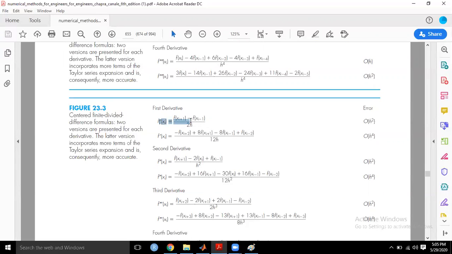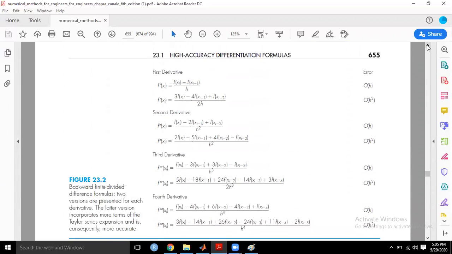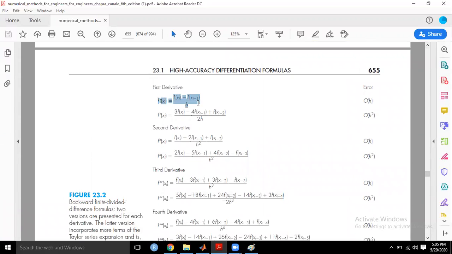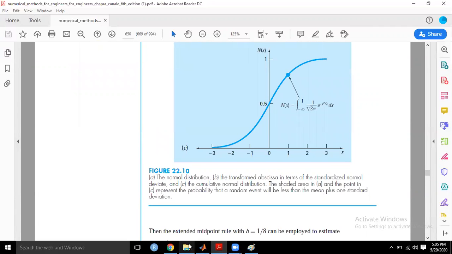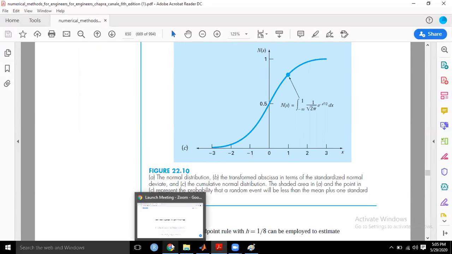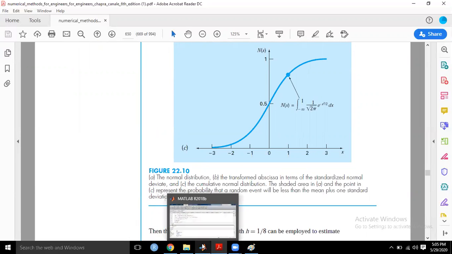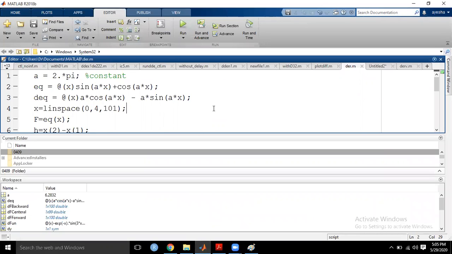Now students, we will write the MATLAB code for these formulas. We have already got the book of Stephen C. Chapra, so you can open the book, and from each table, for the first formula, we will discuss the MATLAB code for the first row of each table: forward, backward, and centered. Let us develop a MATLAB code for that.